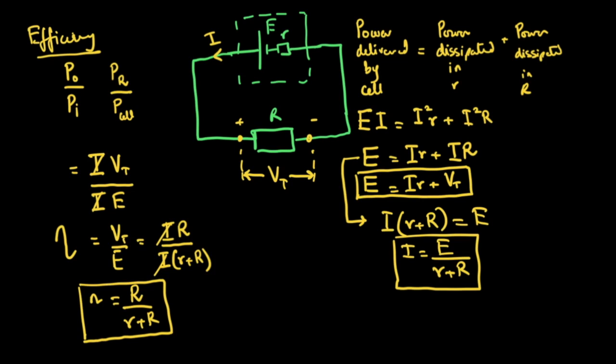A very important formula, because they can ask you in a question to find the efficiency just by giving you the value of small r and capital R, and this circuit. You can use this formula very, very easily.